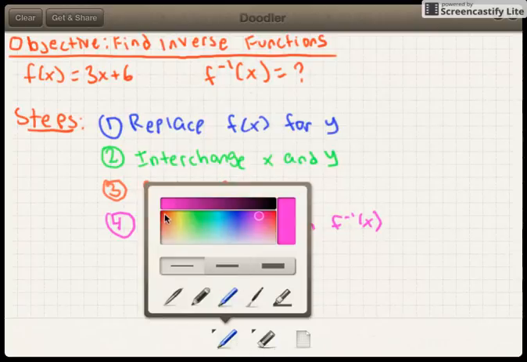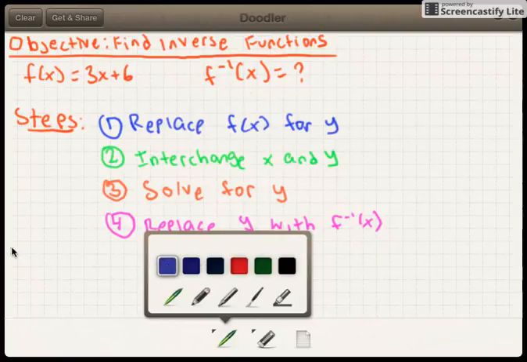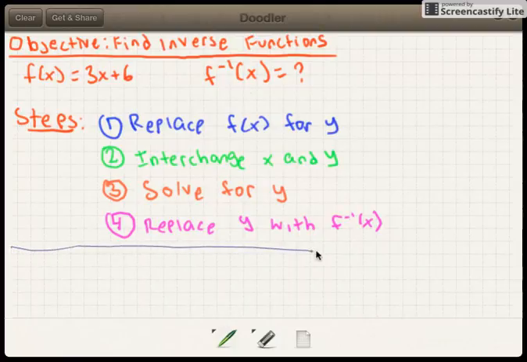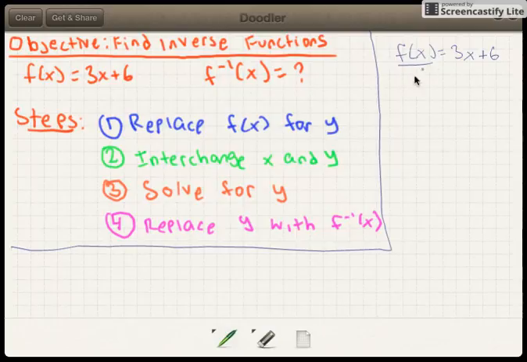Let's use the example that we gave in the beginning. So let's just block these notes off over here, and we'll put the work on the side. So now if you're given something like f of x equals 3x plus 6, our first step is to replace this f of x right here with y. So now we have something that looks like y equals 3x plus 6.